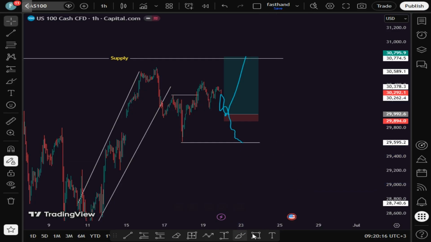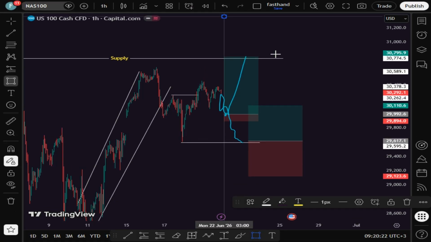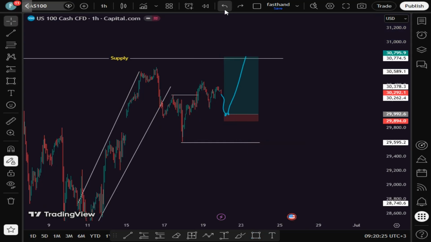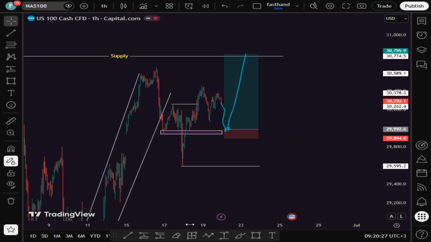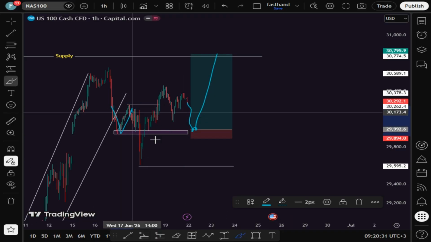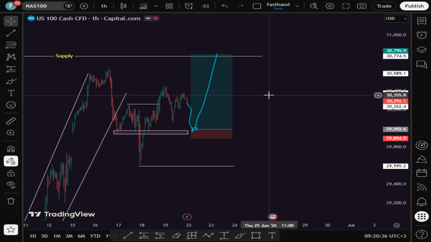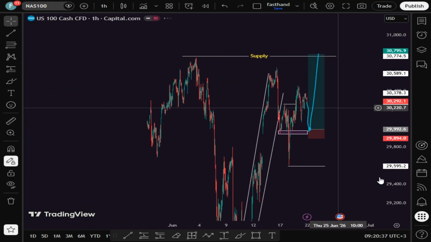Okay, now we have this zone right there. Let me bring it back. Oh, come on, bring this back. All right, so the reason why I have this is, you see, we have a possible Quasimodo pattern being formed. Okay, so that is it. That is what I'm looking out on NAS 100.